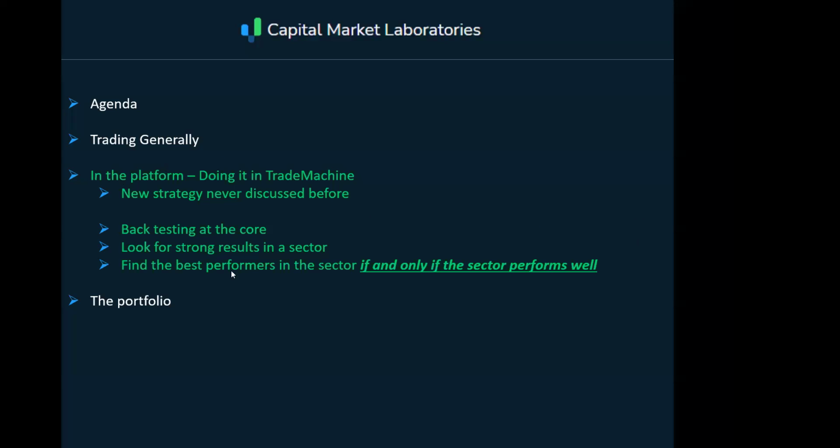One thing that I'm going to bring back again and again: backtesting is at the core of this. I look for strong results in a sector first, like the entire sector. I want something to have worked. If and only if it works in that sector, then I'm willing to find the best performers for a certain strategy in that sector, and I'm willing to trade them. But it must work for the sector first. I am not going to cherry pick the best trades in a sector if it doesn't work for the sector, because that feels like overfitting to me.